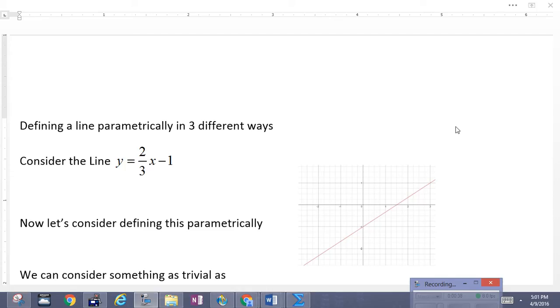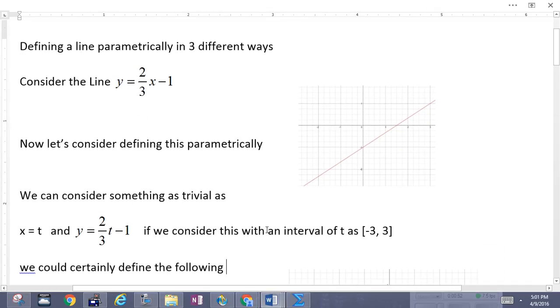So let's take a look at a couple of them, and let's take a look at the impact of redefining them each time. The simplest parametrization would be to simply allow x to equal t and y equals 2/3 t minus 1. It should not be difficult to see how we eliminate the parameter there. It's simply a substitution.